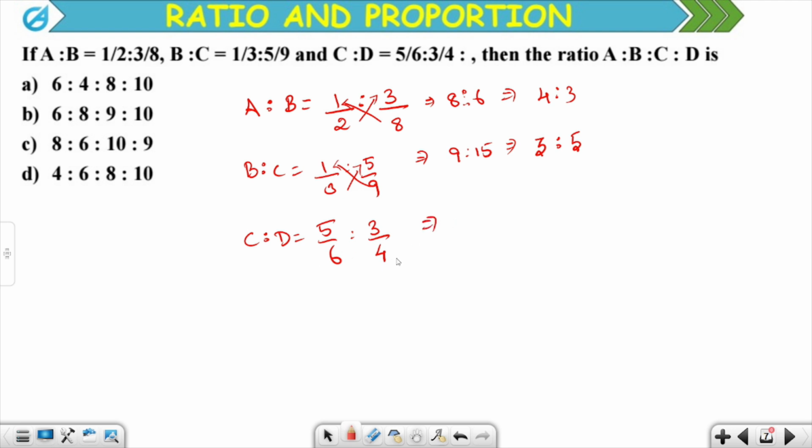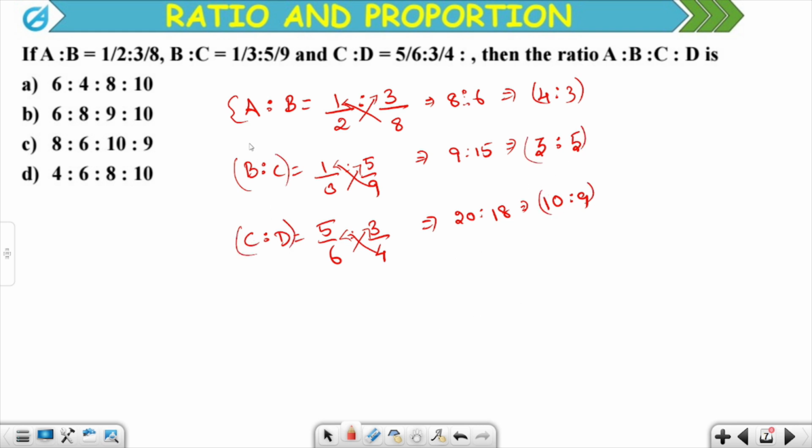C and D. See what happens? Cross multiply. 5 fours are 20. Okay. 6 threes are 18. So what will I get? 10 is to 9. So this is the ratio of C and D. Now you have the ratios in whole numbers. Okay. Based on the first question we have solved, right? In the same format you have the ratios.